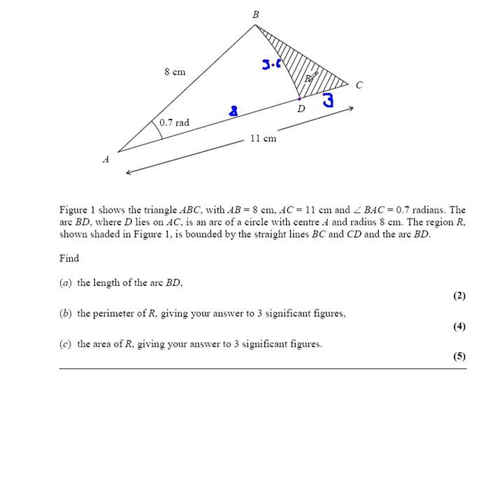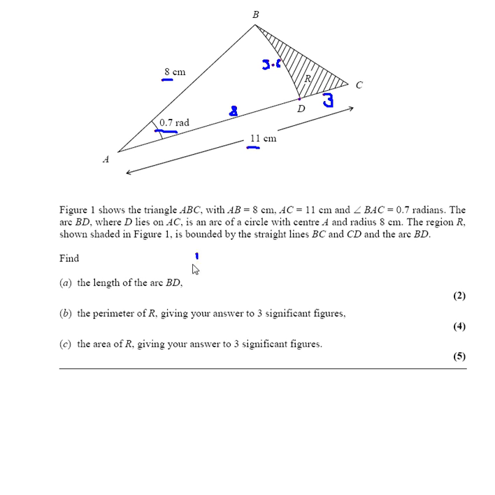The area of R, okay, this is a bit trickier to find. We need to find the area of this whole triangle. The area of a triangle is half AB sine C, half of 8 times 11 times sine of 0.7. That tells us the area of the whole triangle, and from that we need to subtract the area of the sector, which is half r squared theta.